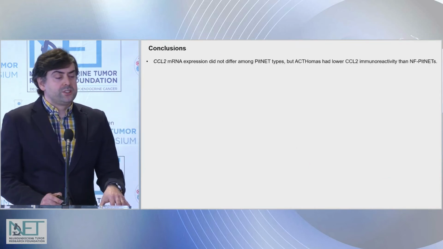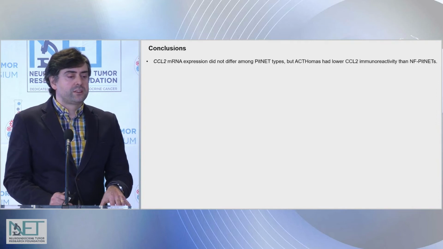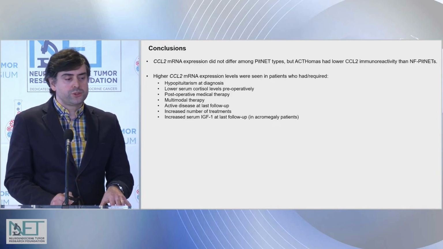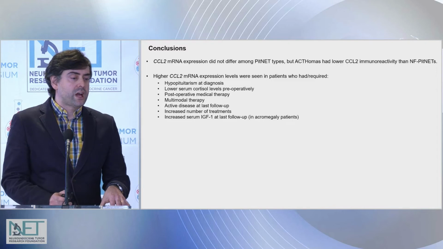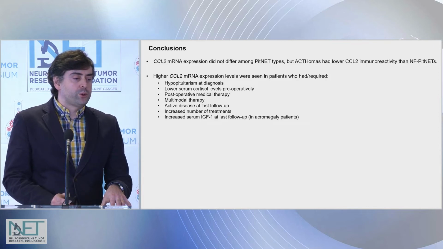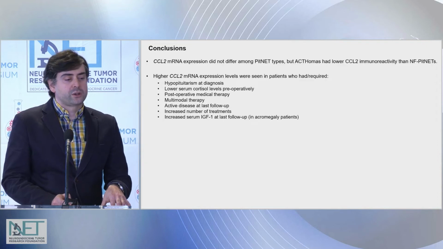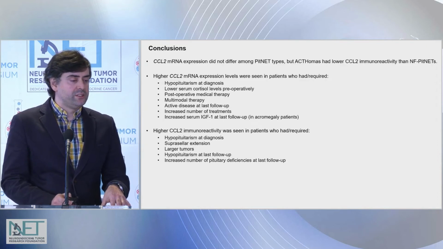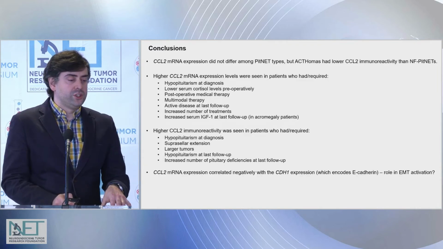So as conclusions, the CCL2 mRNA expression did not differ across the PITNET subtypes, but ACTH-omas had lower CCL2 immunoreactivity than non-functional tumors. Interestingly, we found higher CCL2 mRNA expression levels in patients who had hypopituitarism at diagnosis, had lower serum cortisol levels preoperatively, required postoperative medical therapy and multimodal therapy more often, had active disease at last follow-up, had an increased number of treatments, and increased serum IGF-1 at last follow-up in acromegaly. We also found increased CCL2 immunoreactivity in patients who had hypopituitarism at diagnosis, supracellular extension, larger tumors, hypopituitarism at last follow-up, and an increased number of pituitary deficiencies.